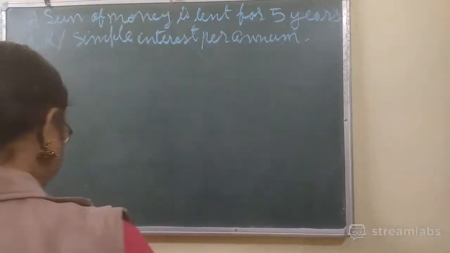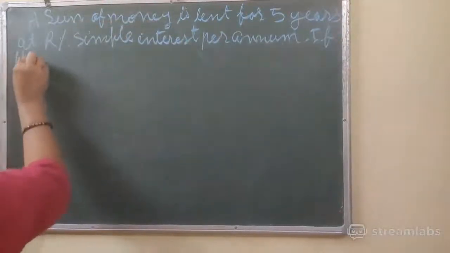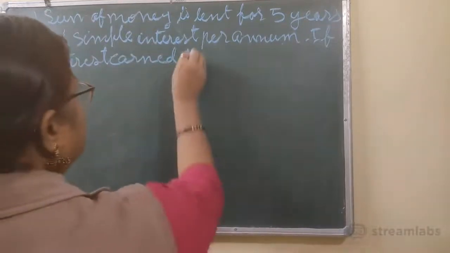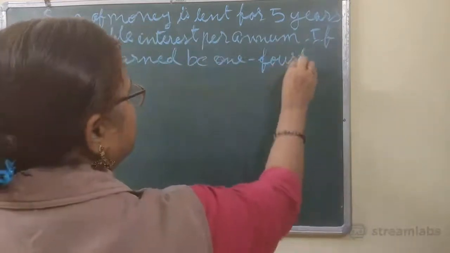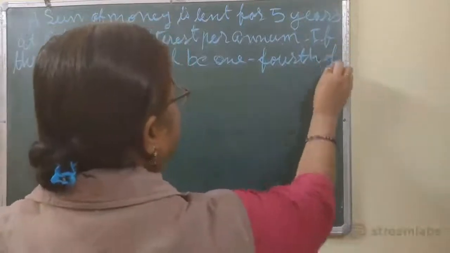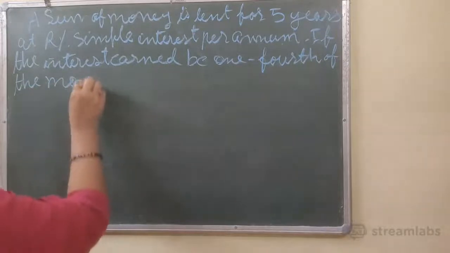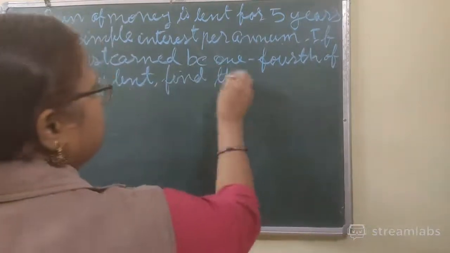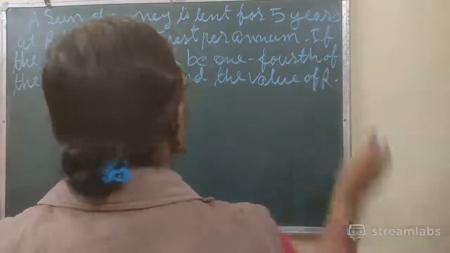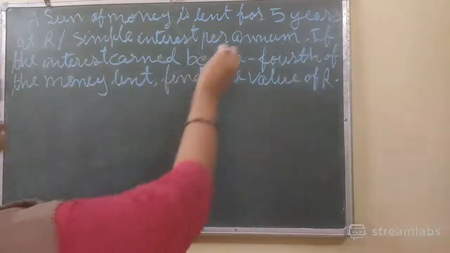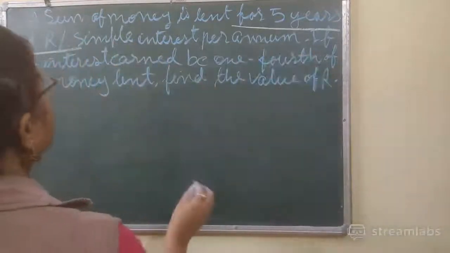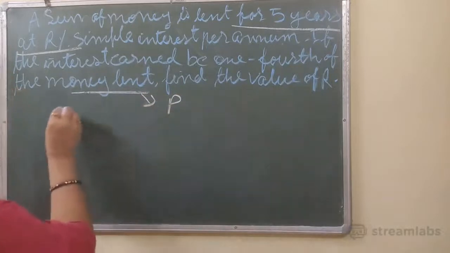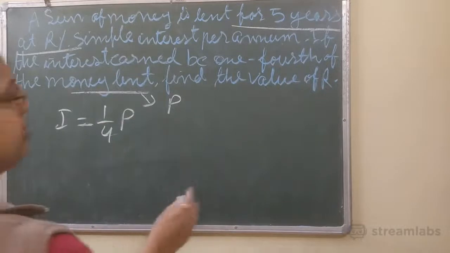Okay. If the interest earned be 1/4 of the money lent. Find the value of R. Clear? So a sum of money is lent for 5 years at R%, simple interest per annum. If the interest earned be 1/4 of the money lent, so let the money lent is what? P. Then simple interest will be equal to what? 1/4 of P. Okay. Find the value of R. We have to find out R.